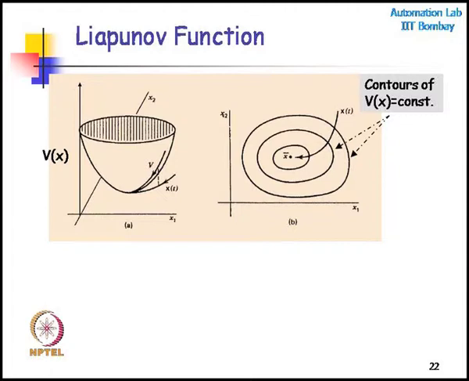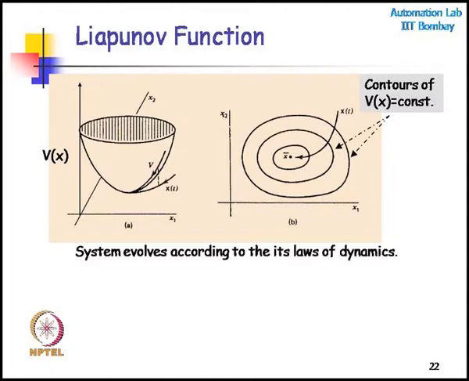If you plot a 3D plot, it will look something like this: a two dimensional system and a Lyapunov function for it. V of x is plotted on the z axis and this is the x1 x2 axis. This is a simplified visualization of a Lyapunov function. It should look like a valley with a sharp minimum. If you cut here, different slices for V of x equal to constant, at any height on this scale you will get V of x equal to constant, and if you project that onto the x1 x2 plane, then it should look like concentric circles.